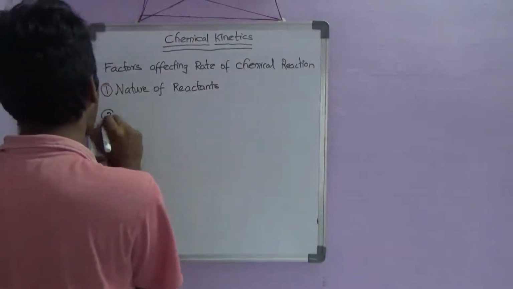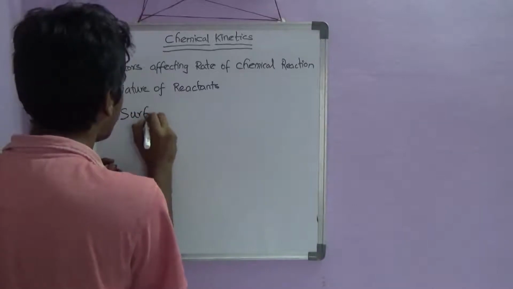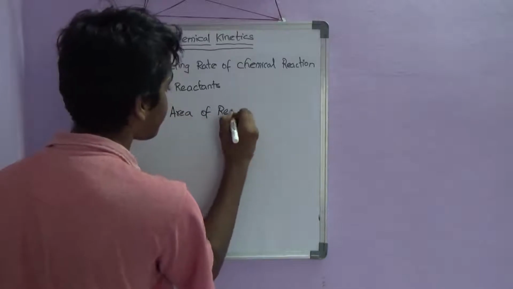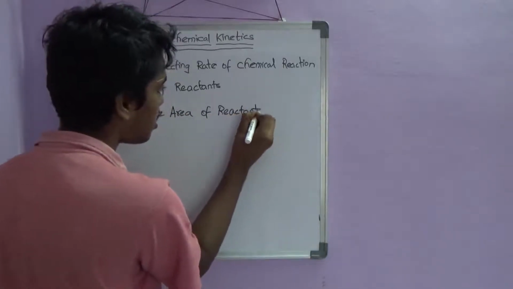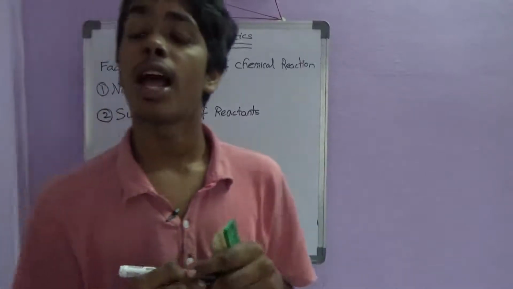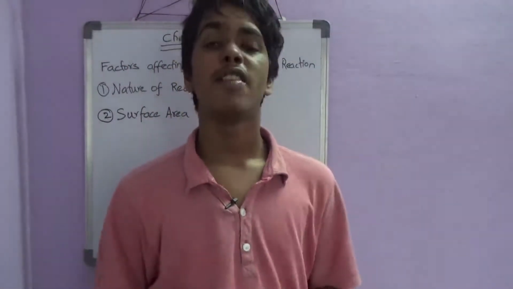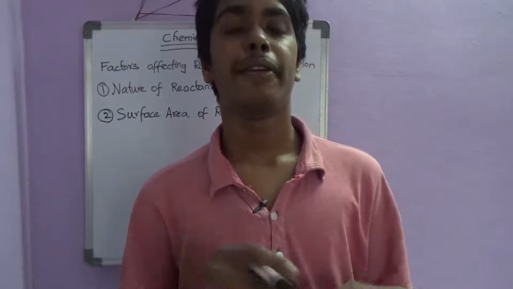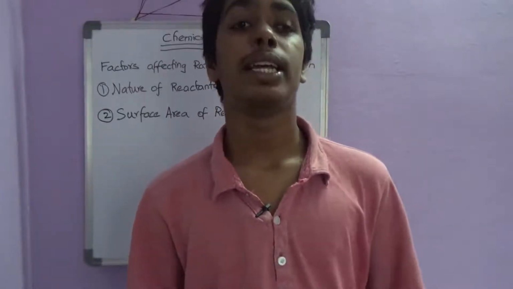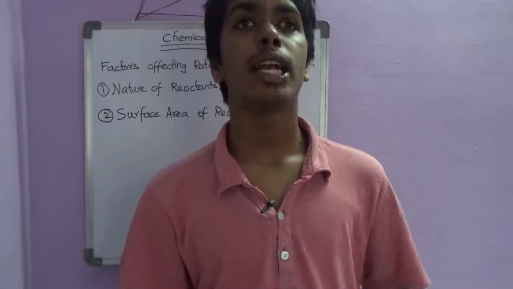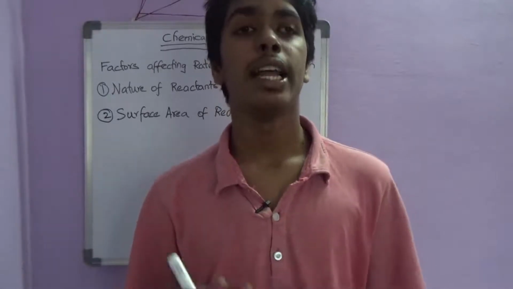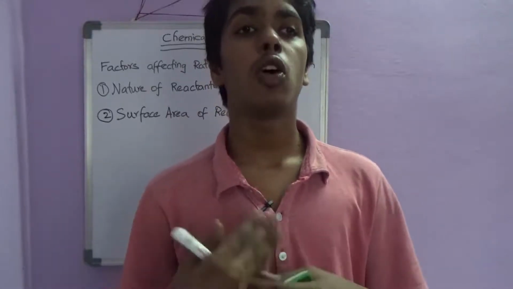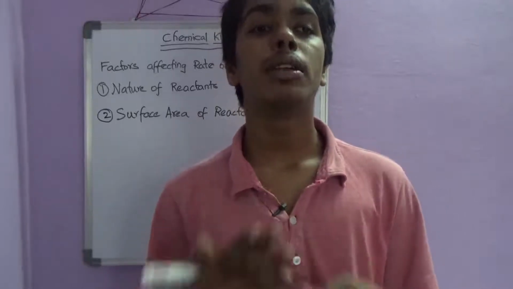Second, surface area of reactants. If the surface area is high, for suppose if we take a big plate and if we pour water in that, evaporation will occur quickly, so the reaction will complete at a faster rate. If we take a coffee cup, the rate of evaporation will be slower, so the rate is proportional to surface area.